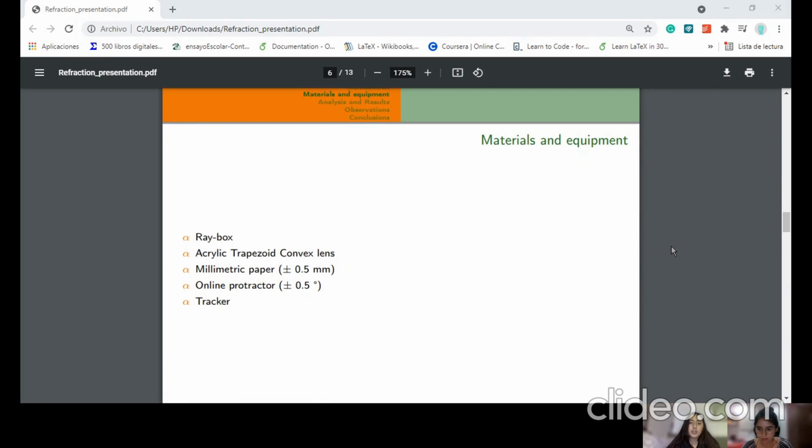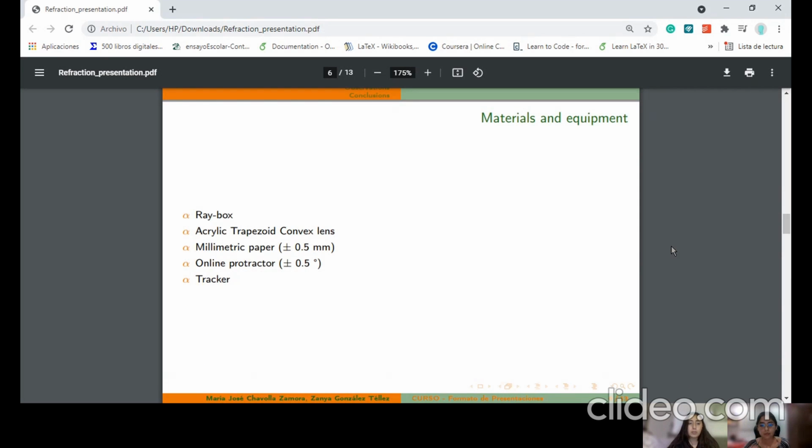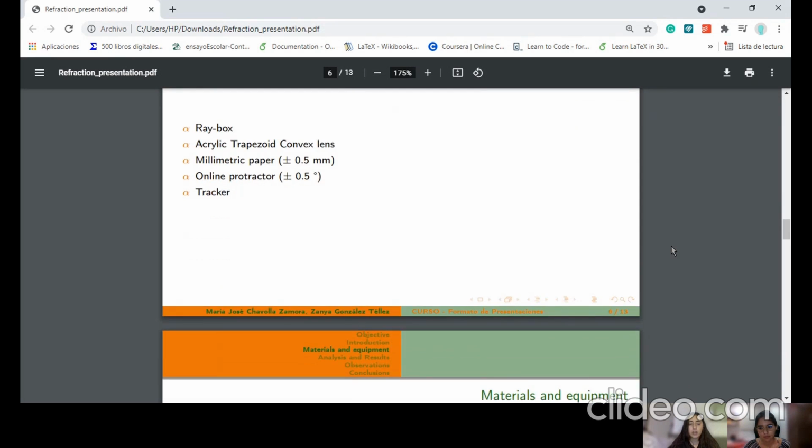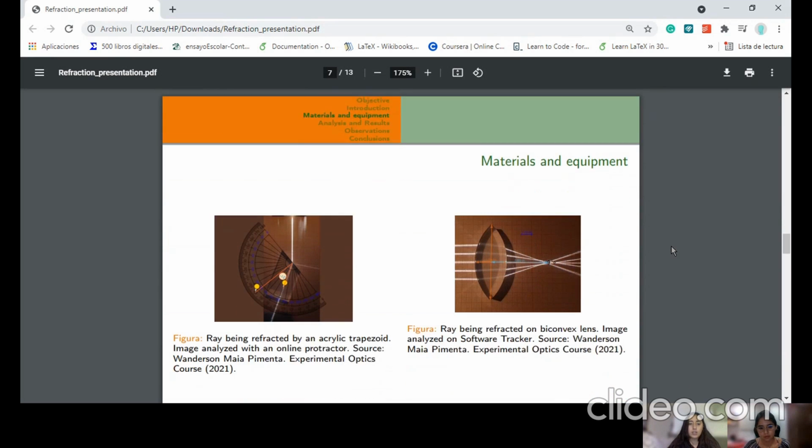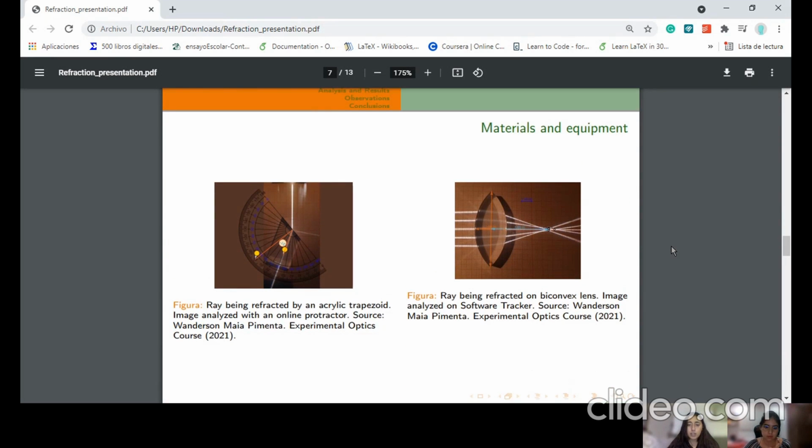Now we're going to see the materials and equipment that were used for this report: a ray box, an acrylic trapezoid, a convex lens, millimeter paper, an online protractor tool, and online software called Tracker. As we can see, the first experimental setup consists of an acrylic trapezoid that was placed in front of a ray box that emits multiple rays. However, we chose the setup that only contained one ray. This arrangement was analyzed through an online protractor tool for each image of the setup as the acrylic trapezoid was turning, to measure the incident and refracted rays.